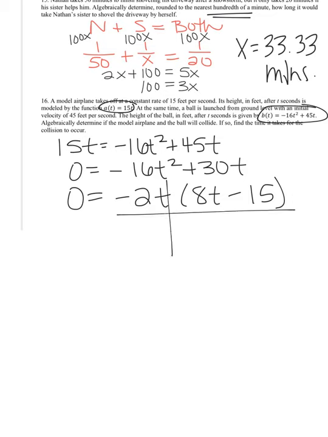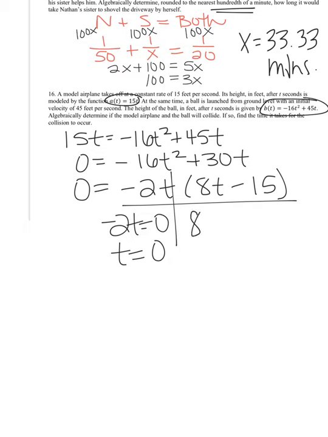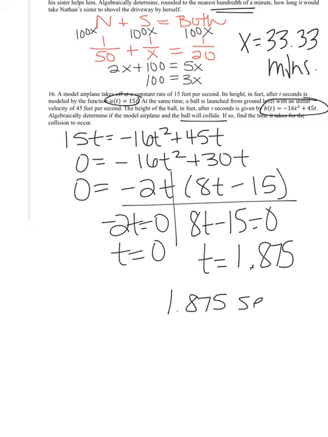So negative 2t equals 0. That gives me t equals 0. So that's right when it starts because they're both leaving from ground level. So they're at the same point on the ground, essentially. And then the other one is 8t minus 15 equals 0, which gives me t is equal to 1.875, I believe is the number. Yep, 1.875. So determine if they will collide. Yes, they will collide. They collide at 1.875 seconds.